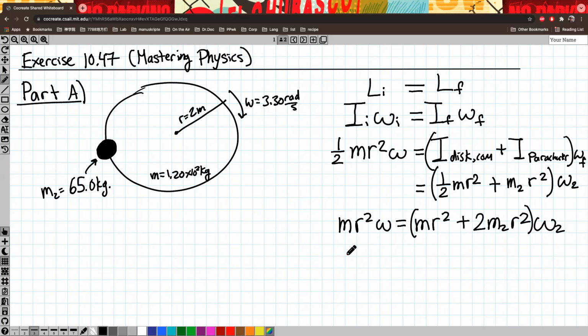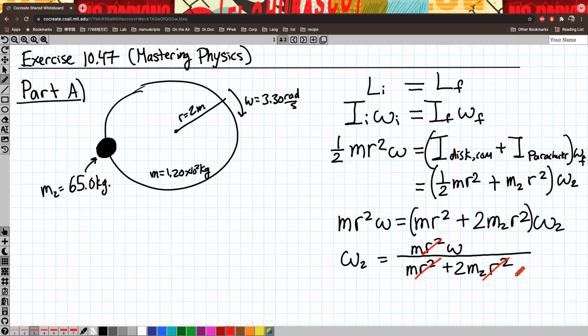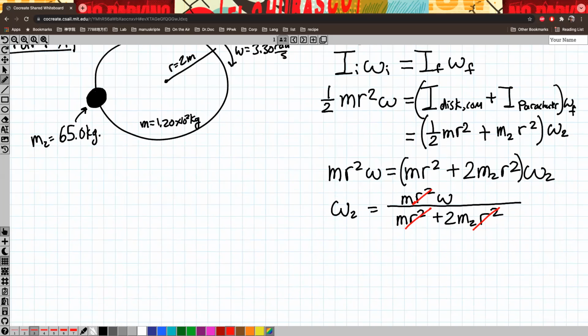So now we can get omega 2 equals mr squared omega all over mr squared plus 2m2 r squared. Oh, and these r squareds, they all cancel out, don't they? Isn't that nice? Just a second, I'm writing it all down.